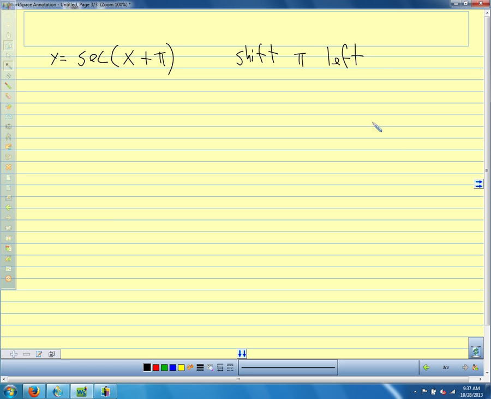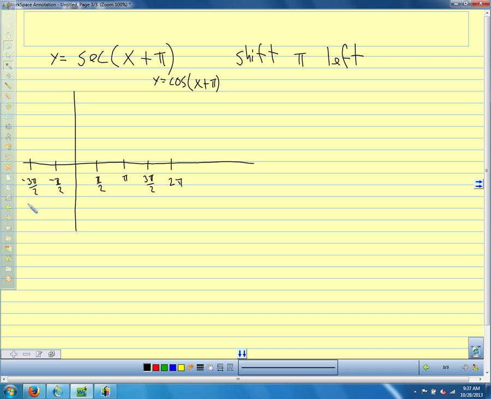Period is still 2 pi. Our key points are still every pi over 2 units. So we can start sketching this. So we're going to sketch y equals cosine of x plus pi as our parent function. So mark my axes with every pi over 2 units, a quarter of a period. No stretch, so we're just going up and down, positive and negative 1.